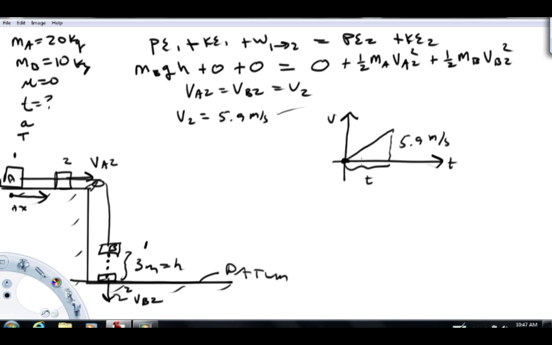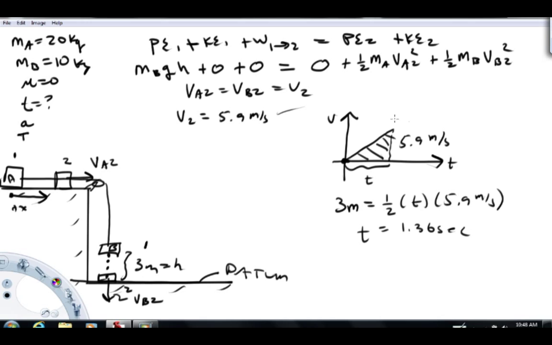So I'm going to go ahead and use this graph to write an equation for the displacement of mass A. Keeping in mind this is a velocity graph, so the area under the curve here is going to equal the displacement. So I know that is 3 meters equals, and because this is a triangular area, we can write this as 1/2 t times 5.9 meter per second. I can go ahead and solve this for t, and I get about 1.36 seconds.